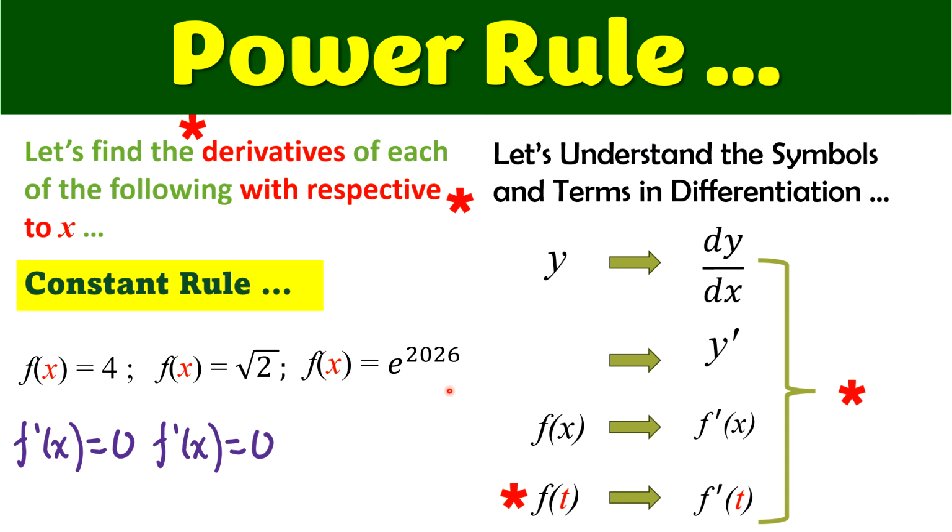Likewise, for this exponential function, this is e to the power of 2026. Many students get confused here. Now, e to the power of 2026 is not a variable, it is actually a constant number. So when I find the derivative, this will also give us 0. This is something very basic.